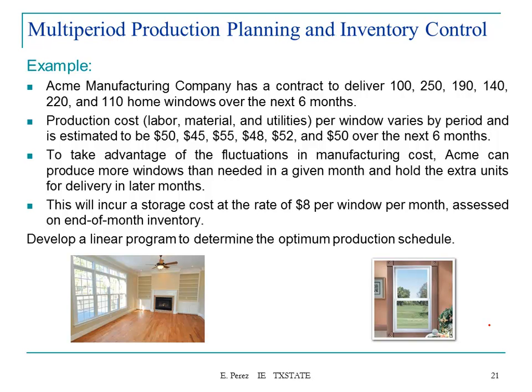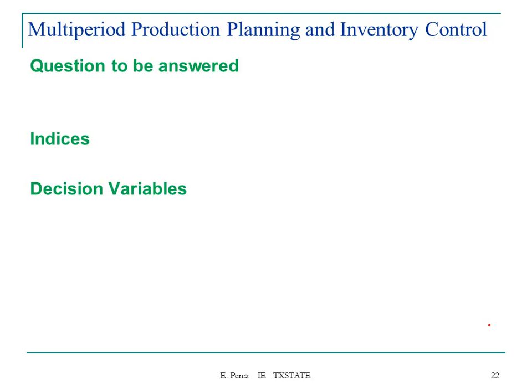The problem here, okay, so we have some demand that is based on the multi-period, 6 months, and we have some costs that are changing according to the month. And we have also a cost for storage. If you decide to produce more units in 1 month and you don't use them, you have to incur a storage cost for those units that were not used in that month. So what would be the question to be answered?